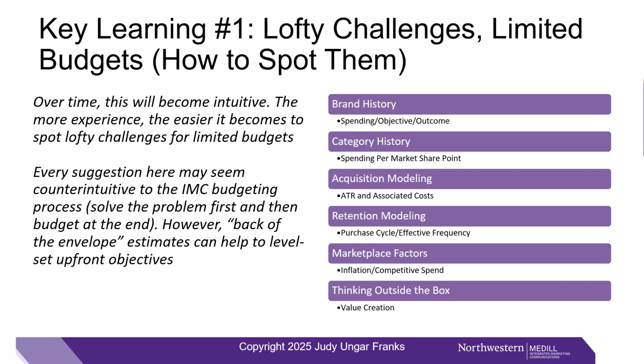The same thing goes with understanding the competitive context, looking at category history, determining spending in the category per market share point. This is going to help you to see whether or not your budget is within range. Now, if you're trying to reach new users, you can use the ATR model and the associated costs to deliver on that model. If you're trying to retain your current users, you can model the purchase cycles and look at the costs to achieve effective frequency across those purchase cycles.